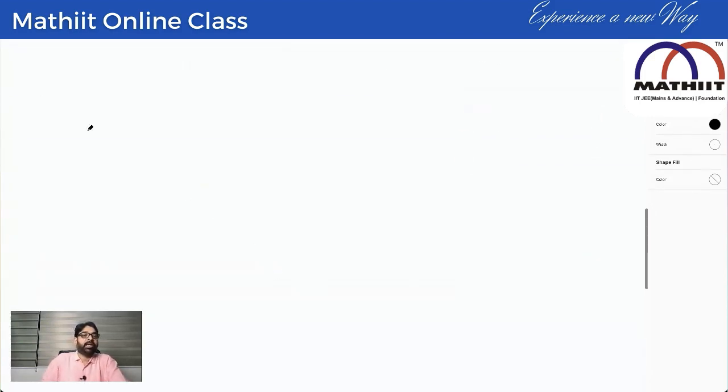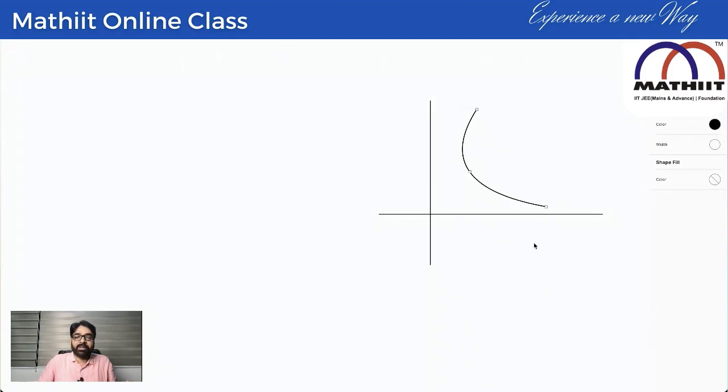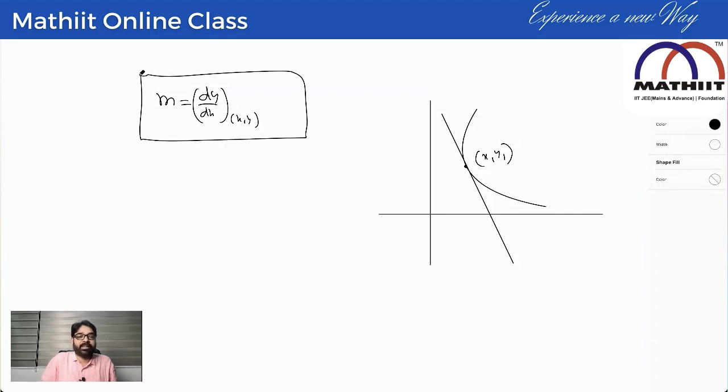Now, equation of tangent and normal, in a very, very simple way. Whenever we have to get the tangent equation, we require two things. One, the point from where the line is passing, x1, y1. And what is the slope? All of you know slope is nothing but dy by dx at x1, y1. This is called the slope of tangent.